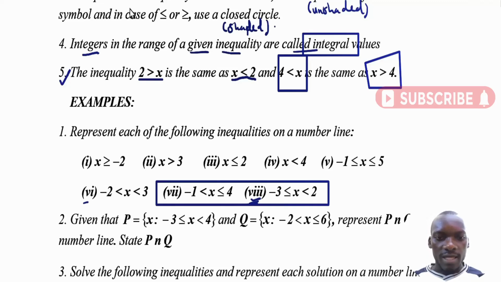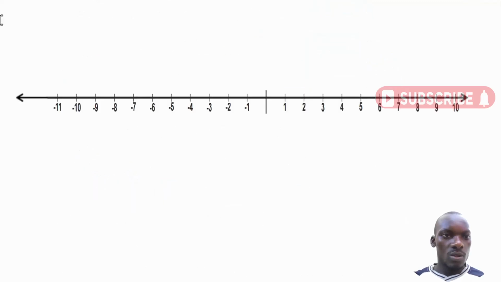I'll supplement on that. So let us have Roman numeral 1, it is read as x is greater than or equal to negative 2. So let us represent this inequality, Roman number 1, on a number line. So this is Roman numeral 1, and the inequality is x being greater than or equal to negative 2.